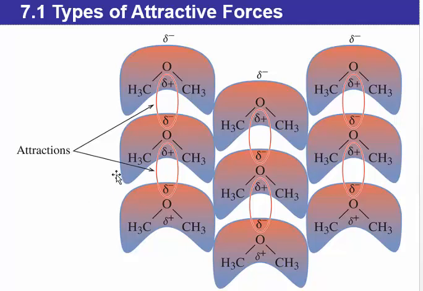Here's another example of a polar molecule. This is dimethyl ether, and oxygen is highly electronegative, and even though there are two nonpolar parts, alkyl groups are not polar, the high electronegativity of the oxygen makes this a polar molecule. So the oxygen has the partial negative charge, while the two methyl groups have a partial positive. So the partial negative of one molecule is attracted to the partial positive of another molecule.